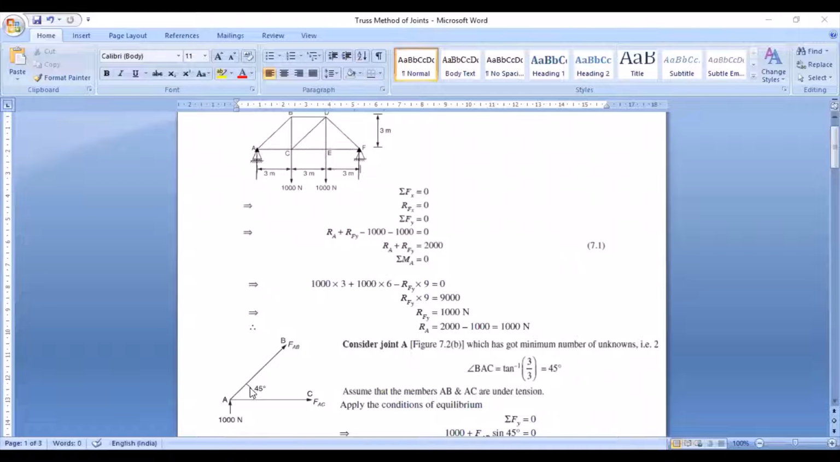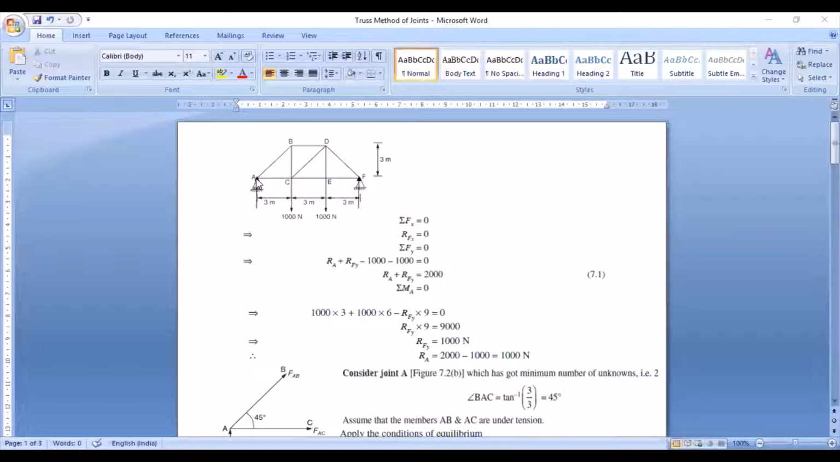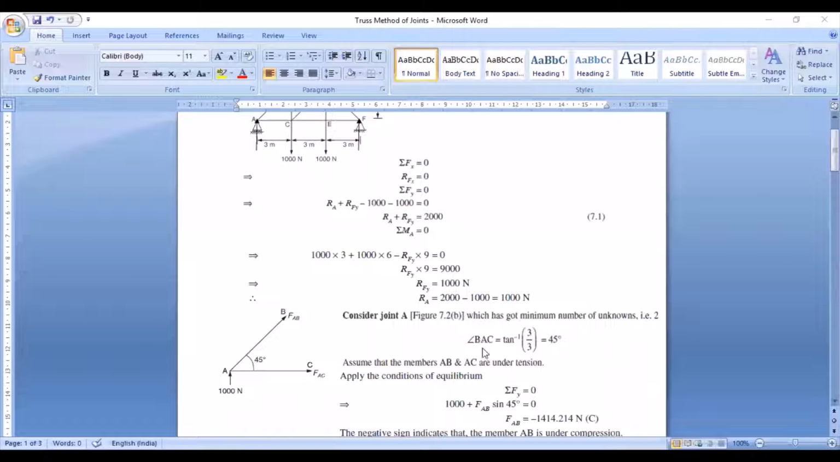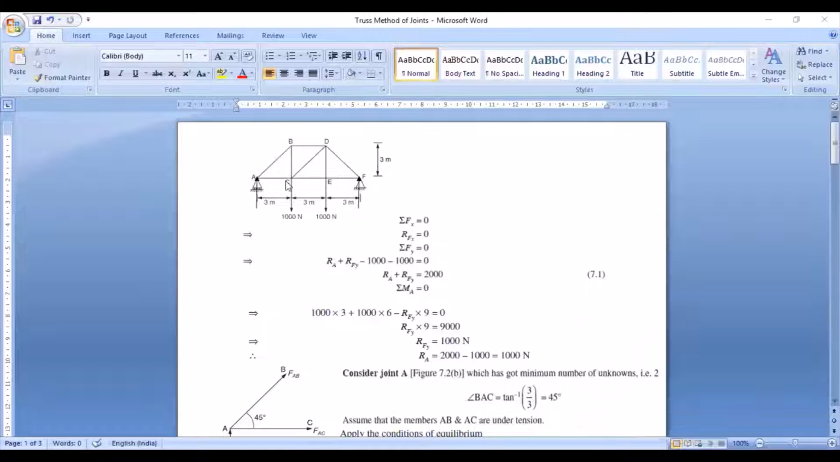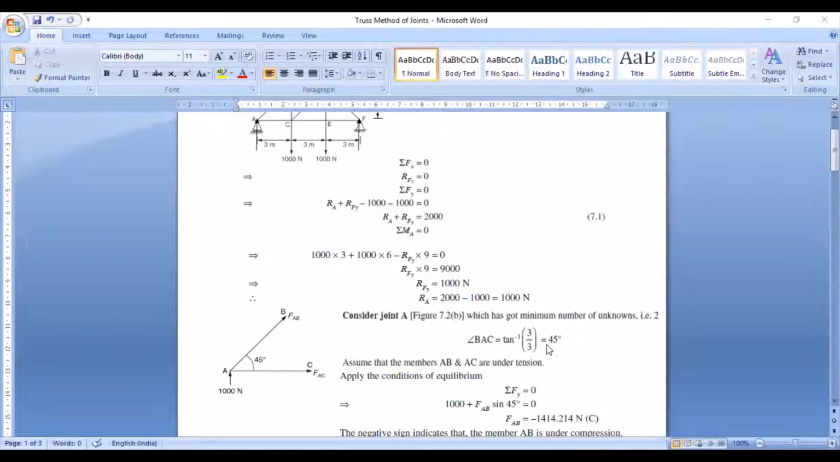Now, I don't have this 45-degree angle here. The angle is not given to me, mind you. I need to calculate this angle. In order to calculate it, I consider triangle ABC, wherein I know the vertical height and the horizontal height. I want this angle, so I calculate it by applying the tan rule, that is tan inverse of opposite by adjacent, where opposite is 3 meters and adjacent is also 3 meters. So it is 3 by 3, wherein I get 45 degrees.